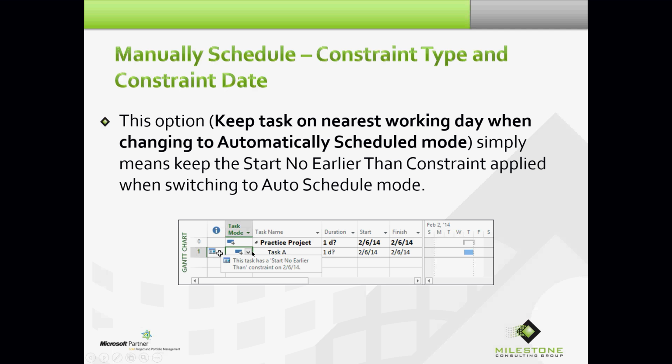So there in this screenshot I did that. I switched to auto schedule mode. This option here, keep task on nearest working day when changing to automatically scheduled mode, is now visible. And the date that I manually entered in the start field in manually scheduled mode is now being held by the constraint that you could not see while in manually scheduled mode.